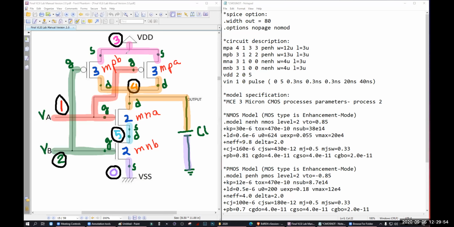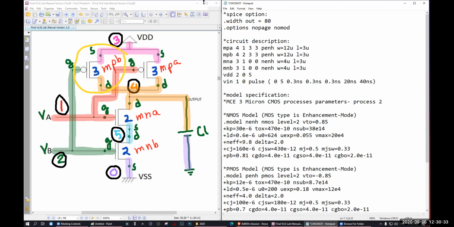Next one is this one, MPB, right? Yes, sir. So MPB, tell me. Drain will be 4. Then gate, 1 or 2? 2. Source? Source will be 3. Body is also 3. And what is the sizing? Size is 12. Now see, these are P type. This is PMOS, P type. Understood? Yes, sir.